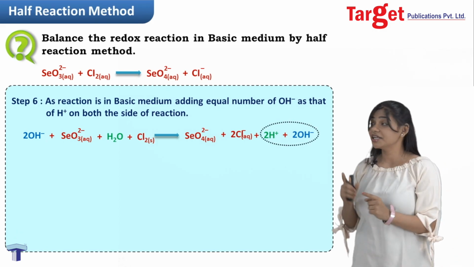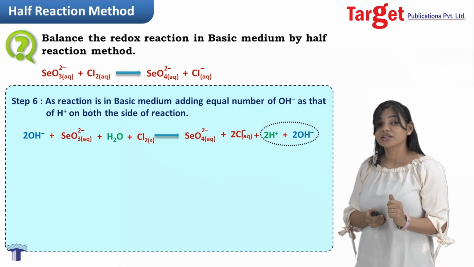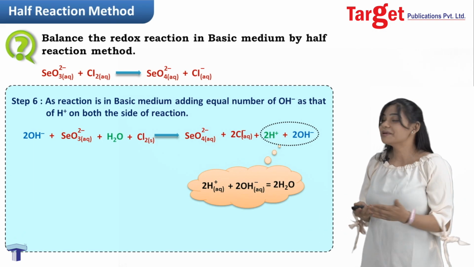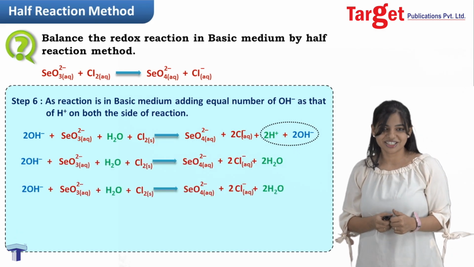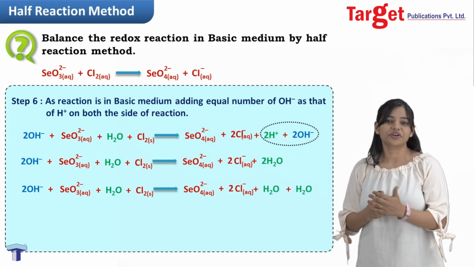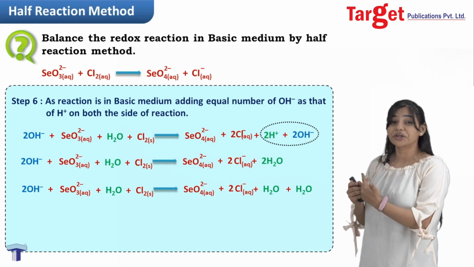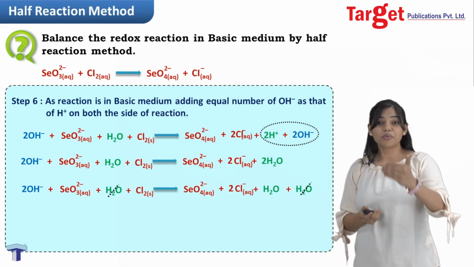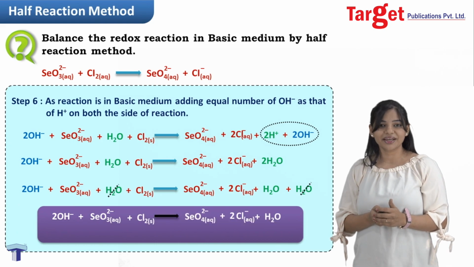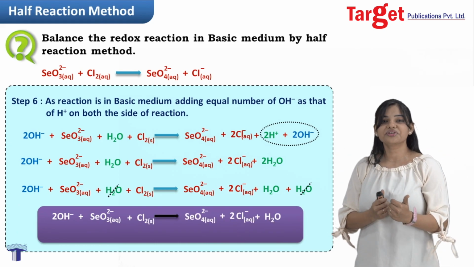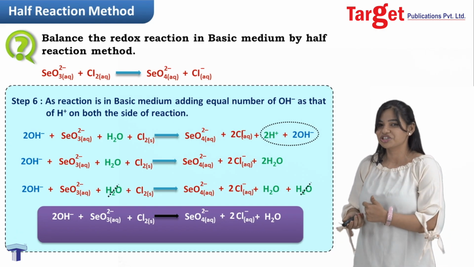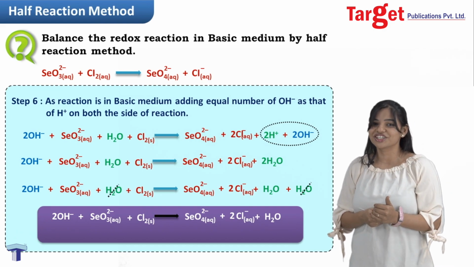But students, if you see the highlighted portion here, 2H+ and 2 OH- form 2 water molecules. So instead of writing 2H+ and 2 OH-, we can simply write 2H2O in the reaction. Now on the reactant side, there is just 1 water molecule, and on the product side we have 2 water molecules. So I can just write it as 2 water molecules separately and cancel the water molecule on each side of the reactant and product. So the final reaction we get is 2OH- plus SeO3 2- plus chlorine, giving us SeO4 2- plus 2Cl- plus H2O, and we can say the redox reaction is balanced.